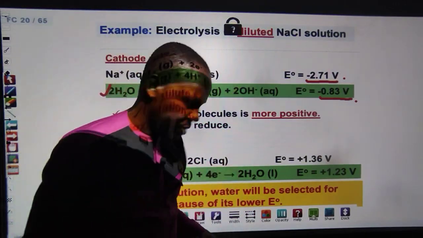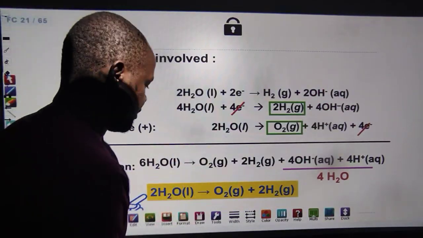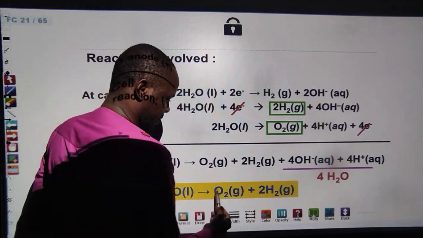We may move to the next one. Admin, please. Thank you, my dear admin. We can write the overall reaction, which I told you. This is what is discharged.